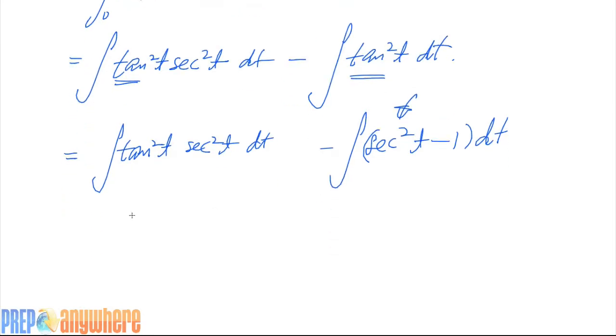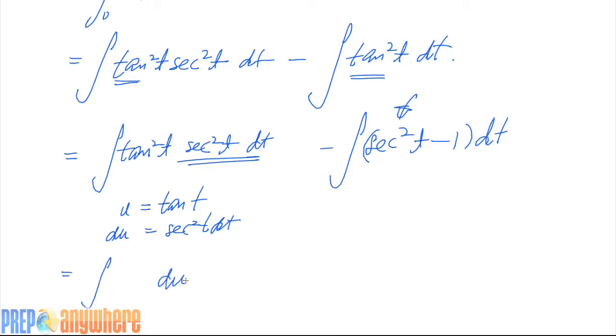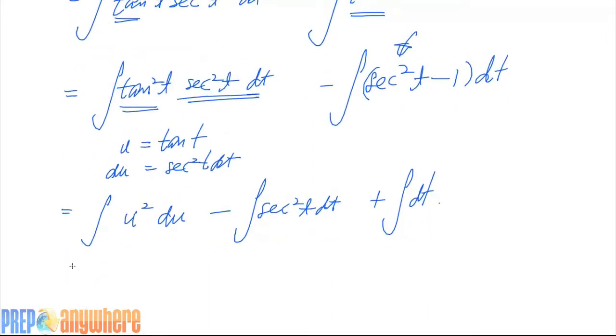For this first part, I'm going to let u equal tangent of t. Then du is equal to secant squared t dt. So it's going to be the integration of u squared du, minus the integration of secant squared t dt, plus the integration of dt. That right there is easy. This is just tangent of t, and that's just t.